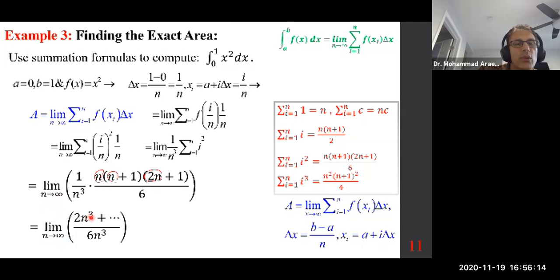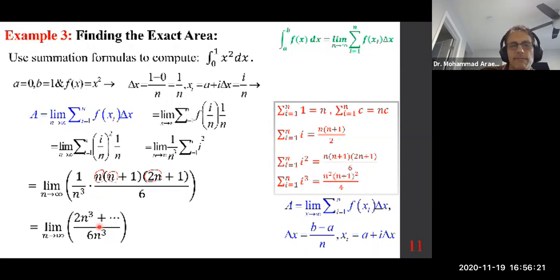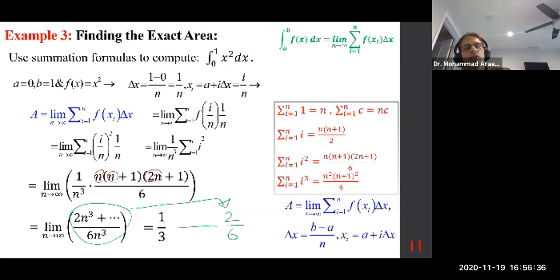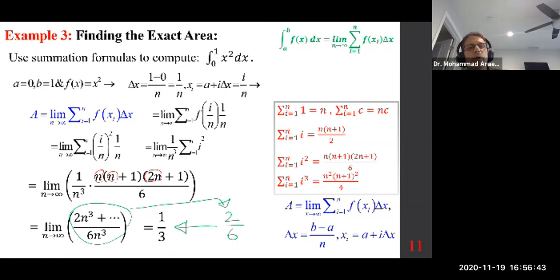What is the limit when the numerator and denominator have the same degree? 2/6, or 1/3. So maybe I write 2/6, which is 1/3. So I hope everybody is comfortable with that. Okay, everyone.